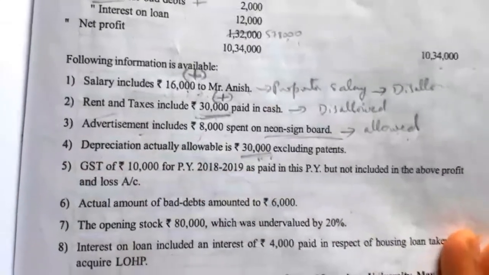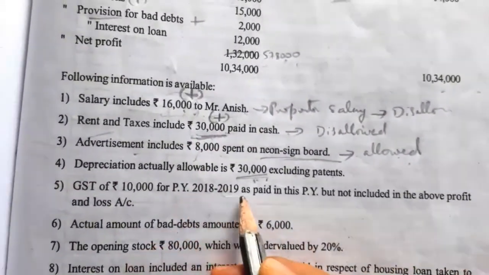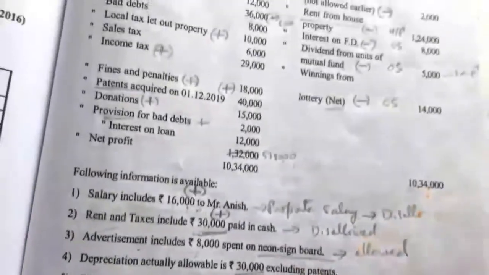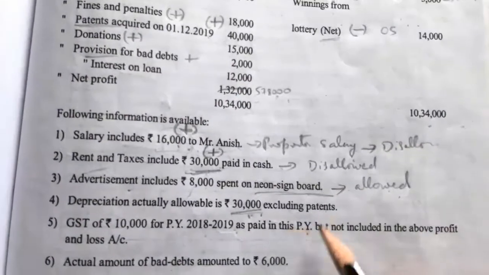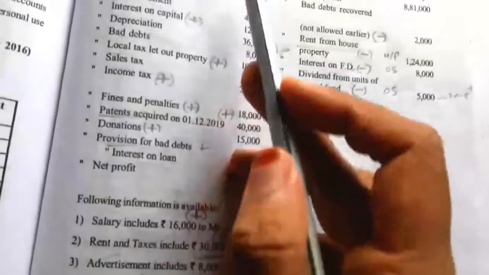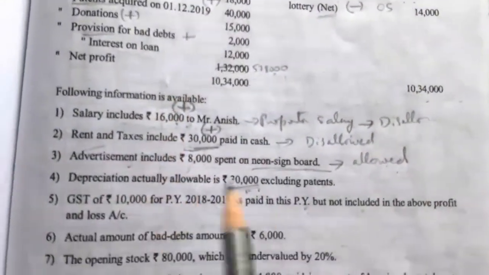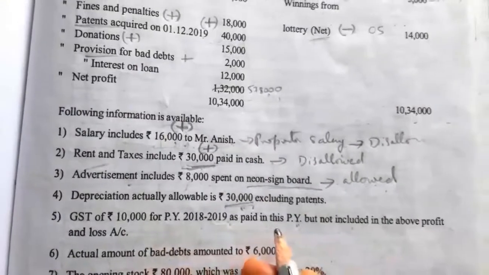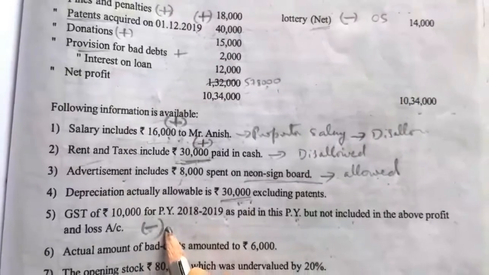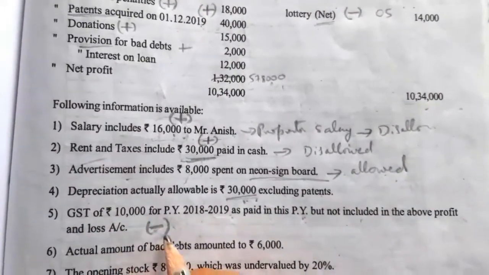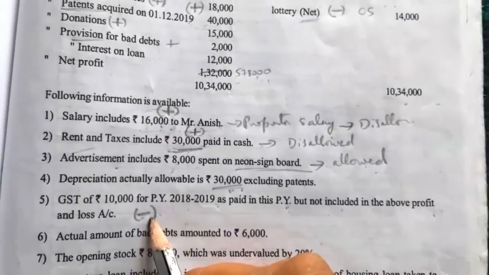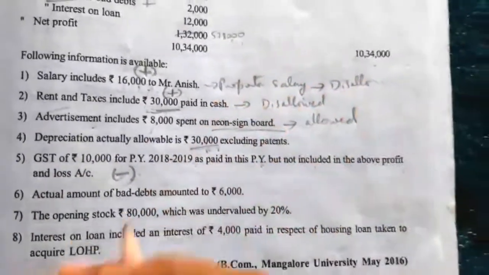Next, GST of rupees 10,000 for the previous year 2018-19 was paid in the previous year 19-20. It is paid in our previous year but not included in the above profit and loss account. That GST is not included here. So that is the allowable expense not allowed so far. So we have to deduct the allowable expenses not allowed so far under that GST paid of rupees 10,000, which is not included in the above profit and loss account. This is a treatment we have already learned. Most of the adjustments are similar.